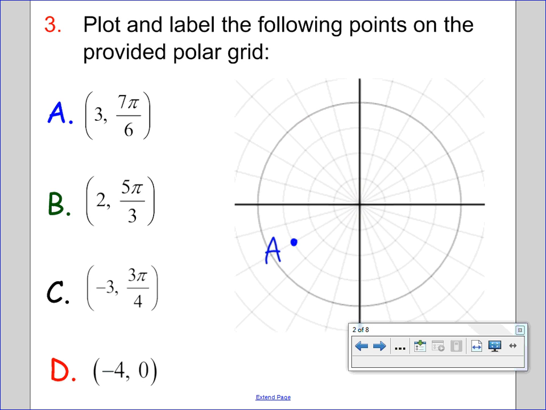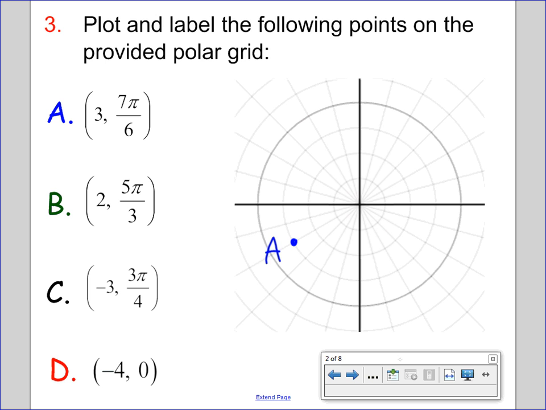Oh, okay. So 2 in the 5 pi over 3 direction. So 5 pi over 3. And we're going to go a magnitude of 2. So it looks like right here, point B. Raise your hand if you have point B. You guys have that? Great.